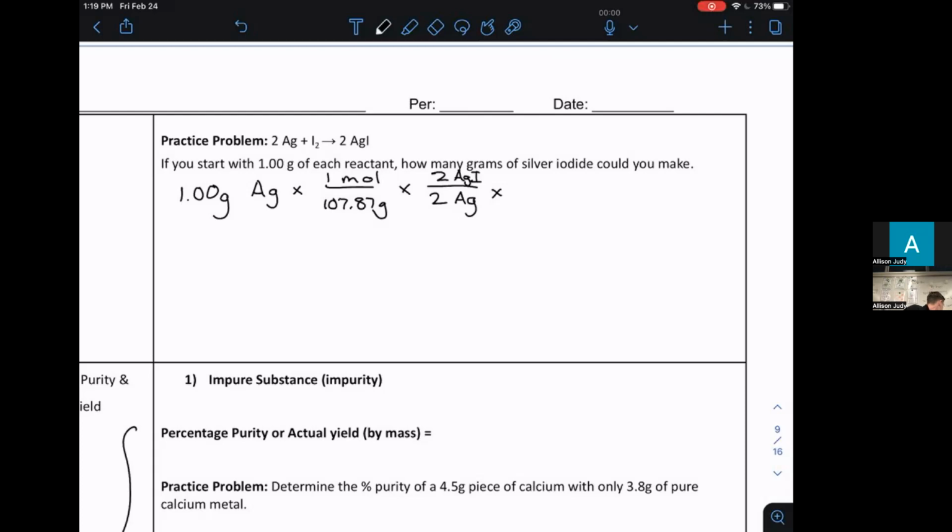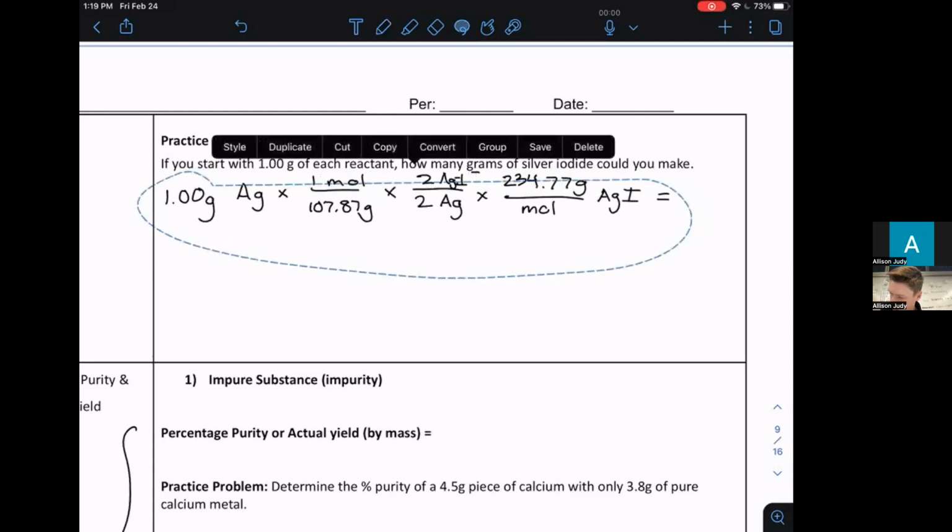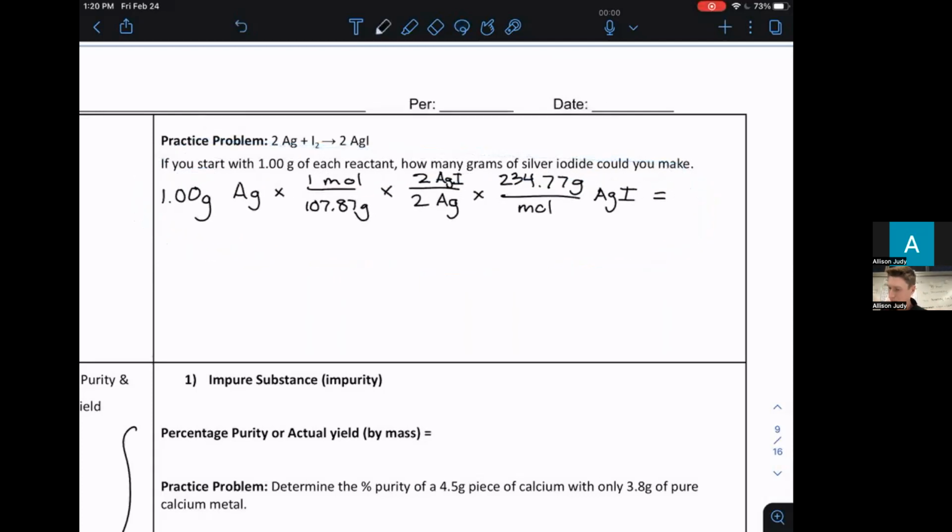plus 107.87, which gives us 234.77. 234.77 grams per mole. This is equal to, if we do this whole calculation, I get 2.18 grams.